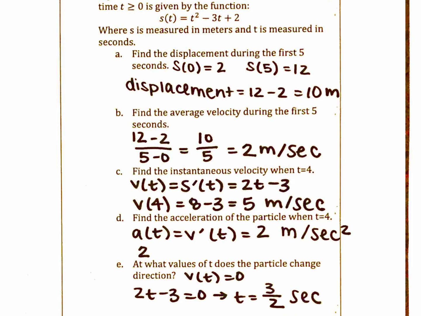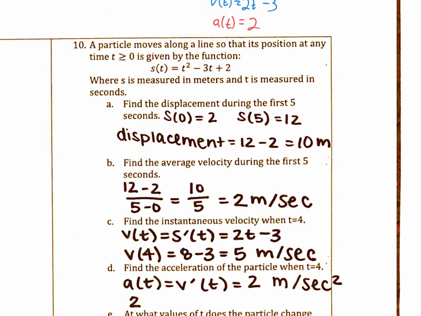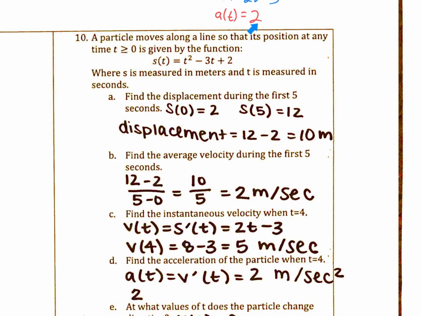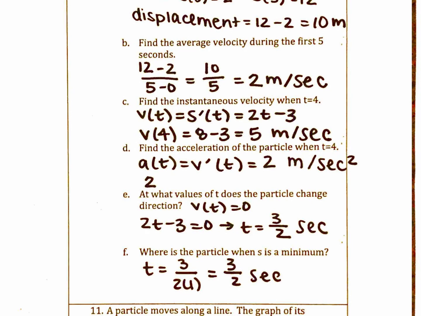Find the acceleration. Well, the acceleration is just constant, right? I got an acceleration value of 2. That means regardless of whatever time value we plug in, the acceleration is always 2 meters per second squared, all the time.